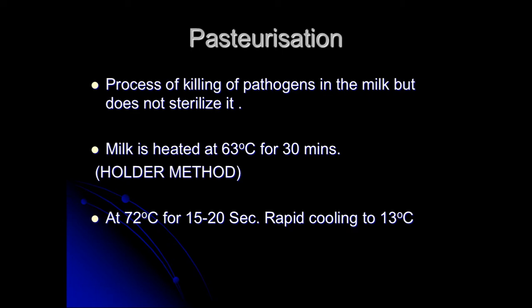So while defining the flash method, you must mention that it is the process at which the milk is heated at 72 degrees centigrade for 15 to 20 seconds, followed by cooling at 13 degrees centigrade, and hence it is referred to as the flash process. This was the first one, that is pasteurization.